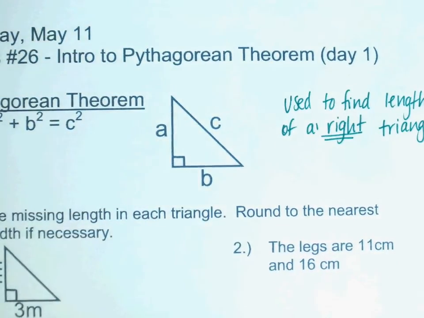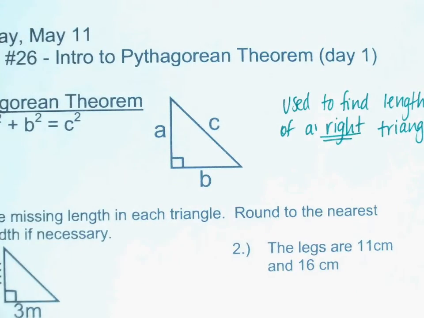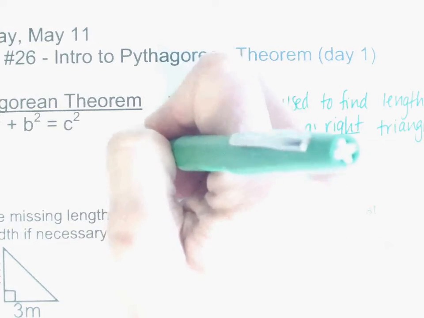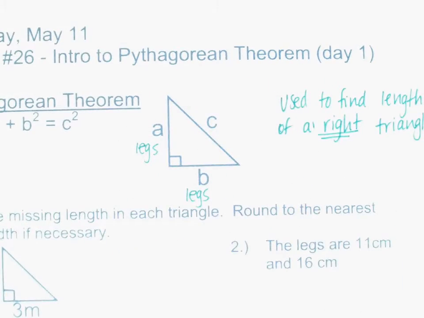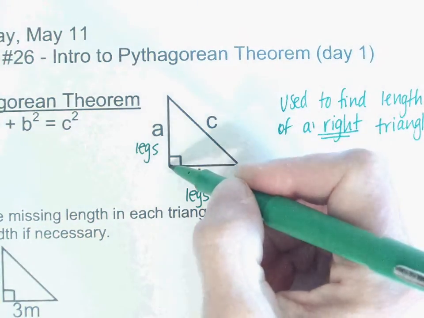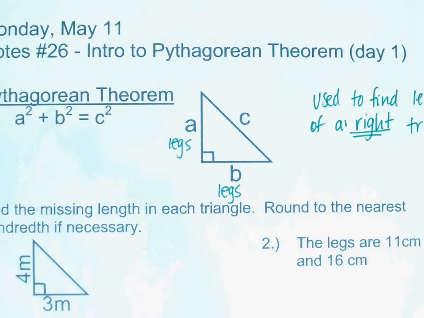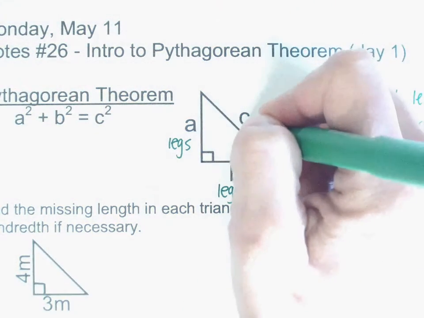Now, the A and the B are called legs. I know, kind of a funny name, but they are called legs. Both A and B are connected to the right angle, and you'll see that in the Pythagorean theorem, they're on the same side of the equal sign. Then C is called your hypotenuse.